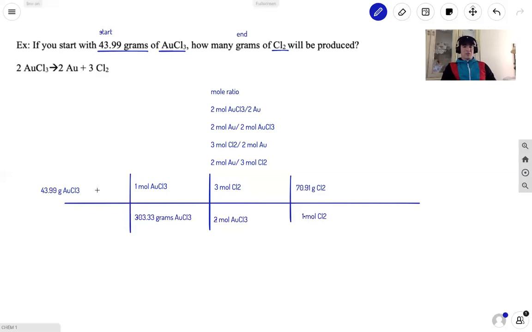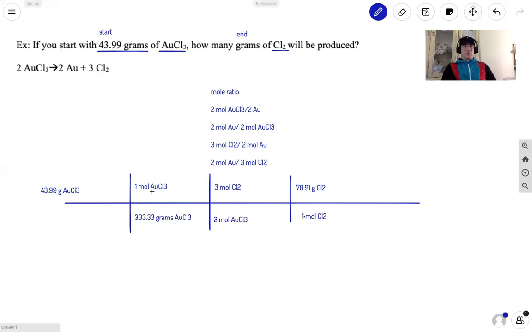So, okay, let's just go over this from the beginning to the end. I started with 43.99 grams of gold trichloride because that's what it gave me, and I knew I had to end in grams of dichloride. So I start here, I go down here, I put grams of gold trichloride down here because I had to get rid of it. Remember, whatever goes on top has to get canceled out with something on bottom. So I knew that 1 mole of gold trichloride is going to give me that many grams of it because I can look it up on the periodic table and find the molar mass.